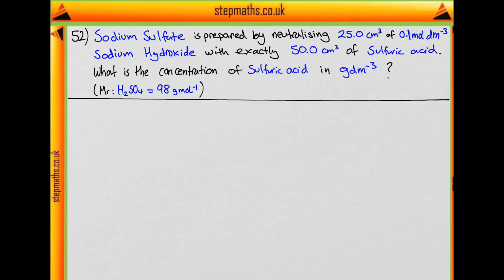So to answer this question, we can find the concentration of sulfuric acid in moles per decimeter cubed, and then we can convert that to grams per decimeter cubed. So if you want to have a go at that, feel free to pause the video now.